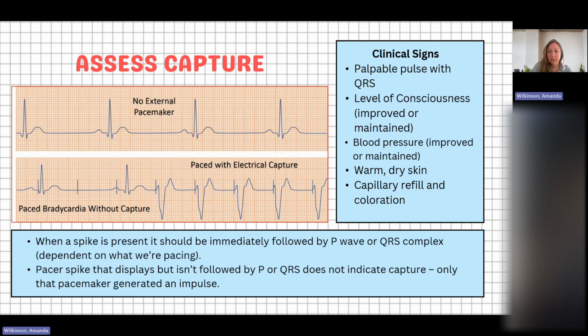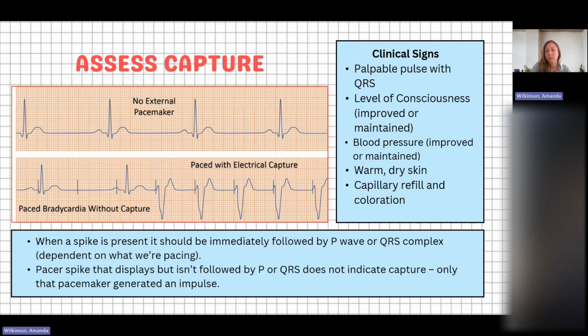So we're going to look at the strip shown here. On the left, you see a paced bradycardia without capture. There are spikes, but they're not followed by any meaningful cardiac activity. On the right, you'll see a paced rhythm with electrical capture, and each spike is followed by a clear QRS complex.